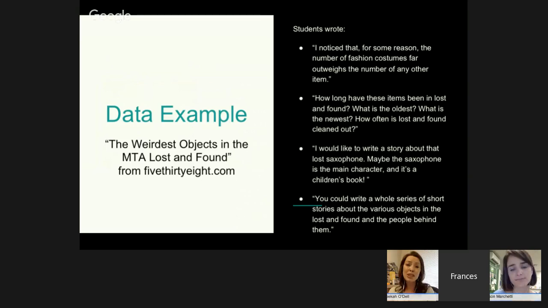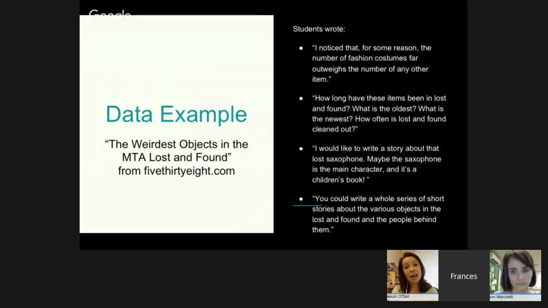So after students have had some time to look at the data, we might just leave it here. We might just say, write your noticings and your questions and your ideas for future pieces of writing in your notebook. And then at some point down the road, they might go back to those ideas to flesh them out a little bit, to make them bigger, longer pieces of published writing.